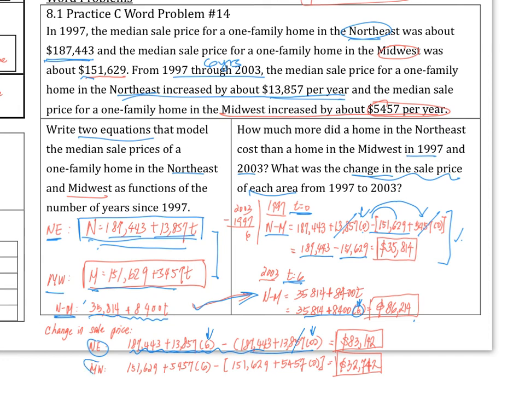And for the Midwest, I would do the same thing. Substitute 6 in for t, and then substitute 0 in for t when you subtract the same equation for the Midwest a second time. And you cancel this part out. And then after doing the calculation here, you would get $32,742. And this concludes the lesson.